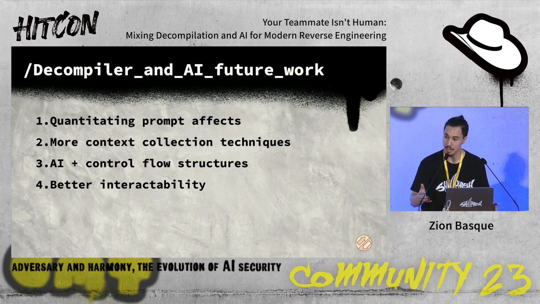You need to know a lot more context techniques. It takes a lot of binary analysis people a long time to figure out what matters when you reverse engineer. And if we can extract that and put it in an AI agent, it could be a lot better. Control flow structure, there's still no way to modify control flow structure. And lastly is this interactability.